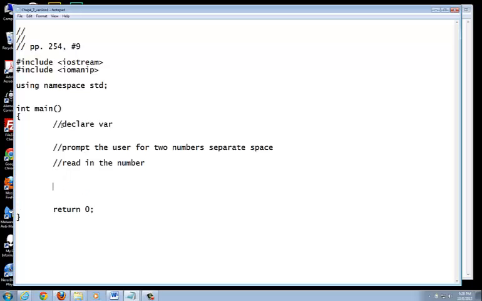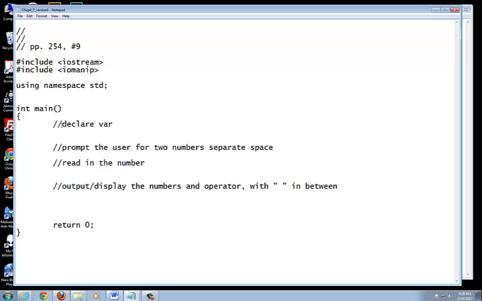The other thing I want you to come down here and talk about is you need to prompt the output. So you're going to output or display whatever they input, display the numbers and the operator that they choose to do the math with, with the proper spaces in between them. So think about how you want to do that as well. This is very important.